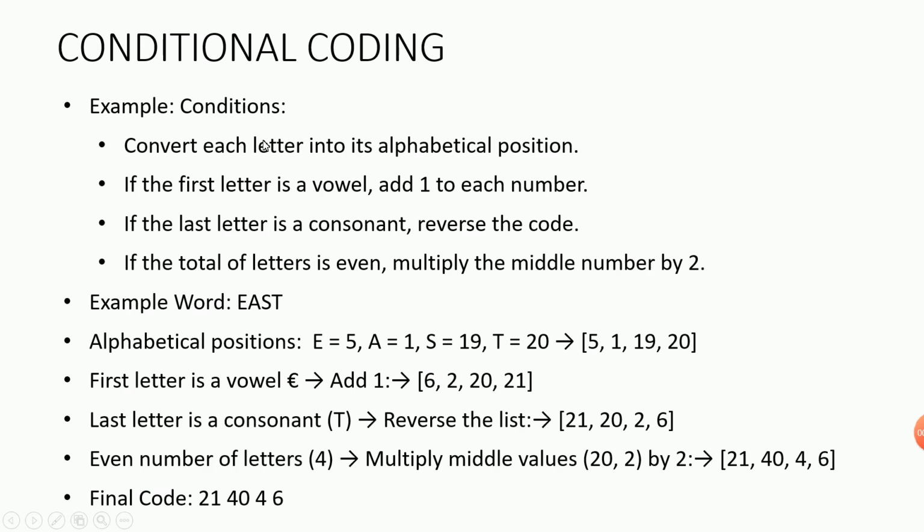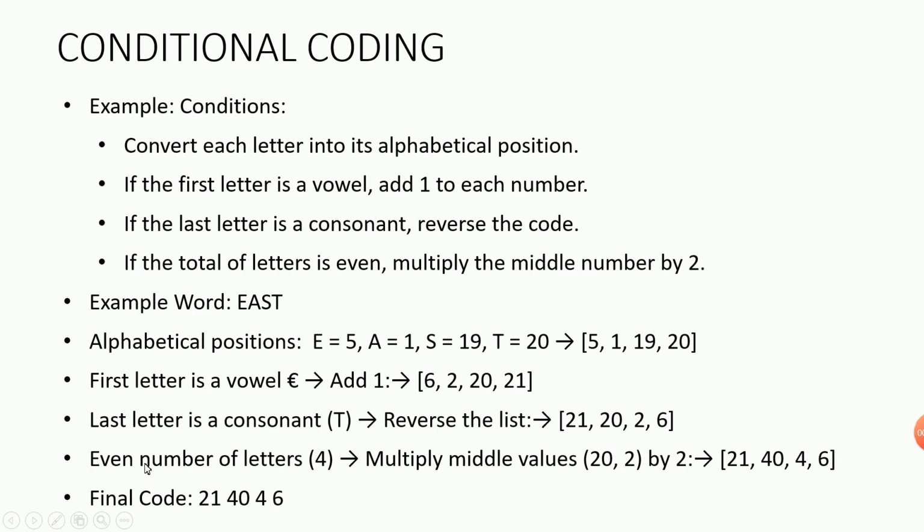So here first condition they are applying E as 5, A as 1, S as 19, T as 20. So they have obtained a code. First letter is a vowel. So add 1 to everything. So 5 becomes 6, 1 becomes 2, 19 becomes 20, 20 becomes 21. Then last letter, here in this example it is a consonant. So we are reversing the pattern. So 21 comes first, 20 next, then 2 comes next, then lastly 6.